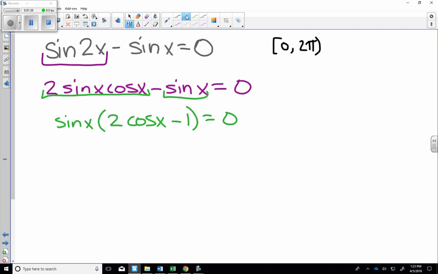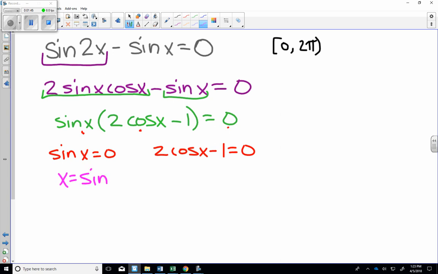And then from this, because you have this times that equals 0, one of these two things has to be 0. So we can say sine of x equals 0 and 2 cosine x minus 1 equals 0. On the one on the left, to move the sine to the other side, x equals inverse sine of 0. So where on our circle is sine 0? That would be here and there. So 0 and pi.